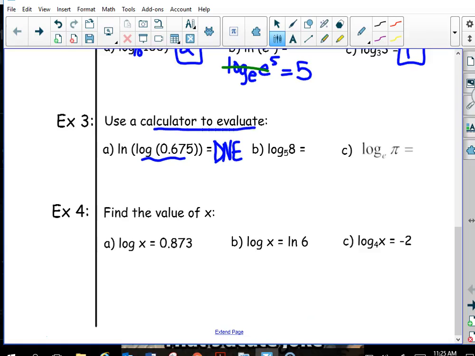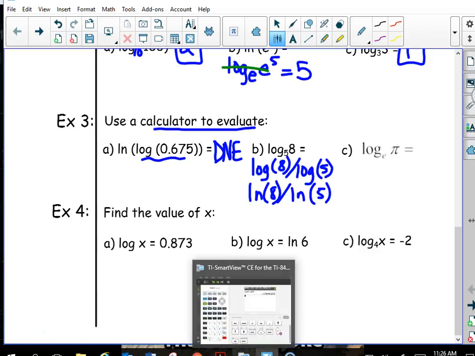Okay, it says use the calculator to evaluate. Now, I want to show you the change of base, because we can use the calculator to evaluate this as common log of 8 divided by common log of 5. Or we can do the same thing with natural log. They work exactly the same way. Or we can use the change of base, the log of any base function on the calculator. Now, in the next chapter, they're going to ask you for change of base, and you're going to have to type it in explicitly, so it's never too early to start talking about that.